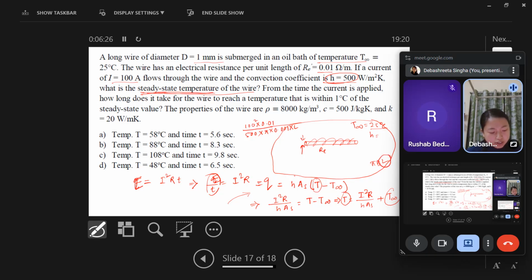Here you don't need this L. Why you don't need this L? Because anyways this R, the resistance which is given, is divided by L, okay? That means per unit L. So anyways that L and this L will get cancelled out. So you don't require this L. This L and this L you cancel out.